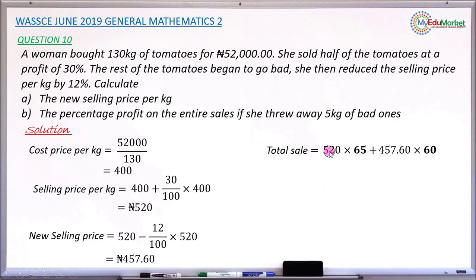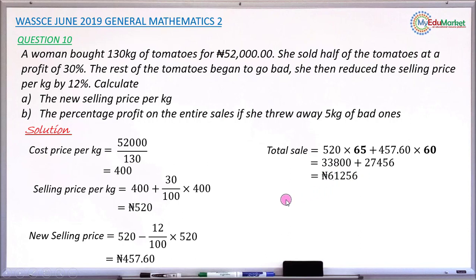So multiplying 520 by 65 and 457.60 by 60, you now have 33,800 plus 27,456. And adding these two results correctly, you have 61,256 naira. This will be the total sale.